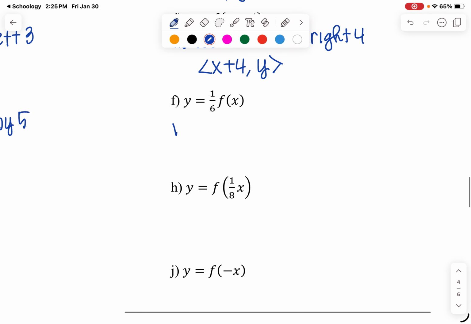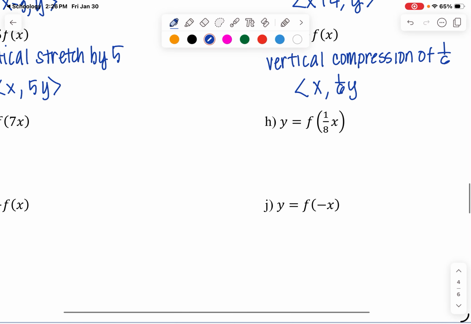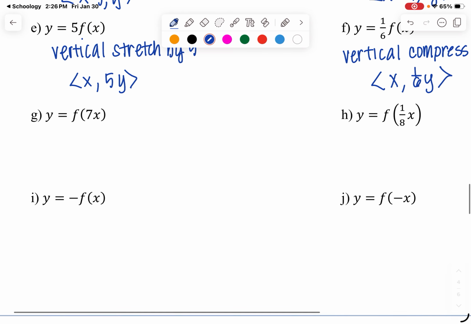Here we have a vertical compression of 1/6. And we would multiply the y values by 1/6. So 1/6 y, or y divided by 6. It's however you want to write it. Oops, don't forget my little grouping symbol.